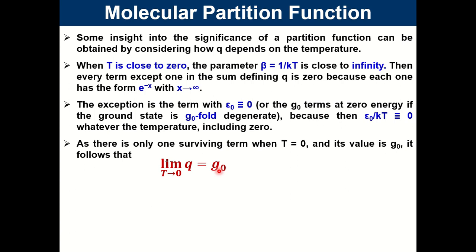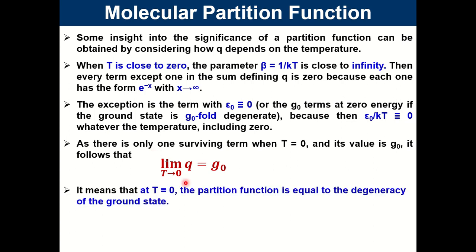So this is the expression. You have to simply substitute the values in the given expression for q, that is the partition function. The exponential term will become 1 because E naught by kT is equal to 0, and so, in the limit, if you state it in words, you can say that at T equal to 0 the partition function is equal to the degeneracy of the ground state.